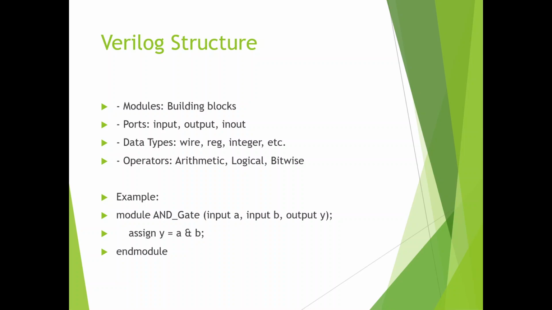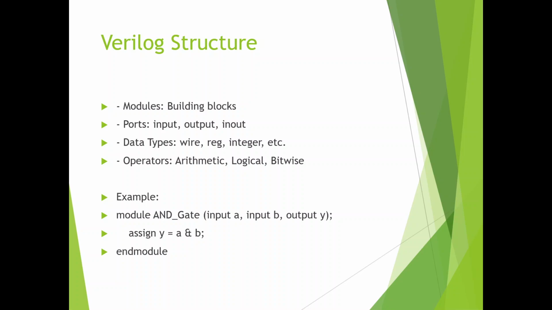Verilog structure. Verilog is built using different kinds of modules. Modules are the basic building blocks of the Verilog design. A module defines the ports like input, output, and inout. Inout is a kind of wire which is there between input and output. Data types allowed are wire, reg, integer, etc. Operators allowed are arithmetic, logical, bitwise, etc.